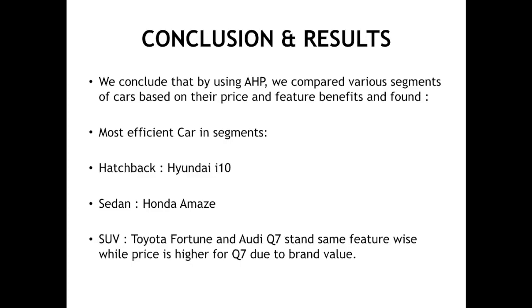We conclude that by using AHP, we compared various segments of cars based on their price and feature benefits and found that the most efficient car in the hatchback segment is the Hyundai i10. The most efficient car in sedans is the Honda Amaze. And the most efficient cars in SUVs are the Toyota Fortuner and Audi Q7. However, Q7 is priced slightly higher due to its brand fee. Thank you. I hope you have got a deep understanding of what AHP is and how the weighting and the ranking is done in this process.